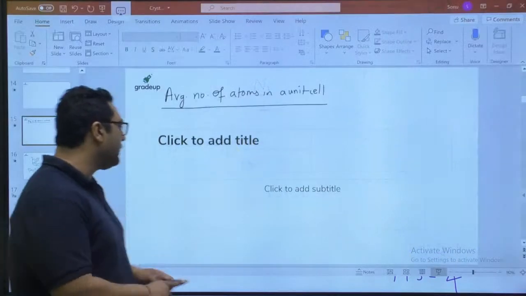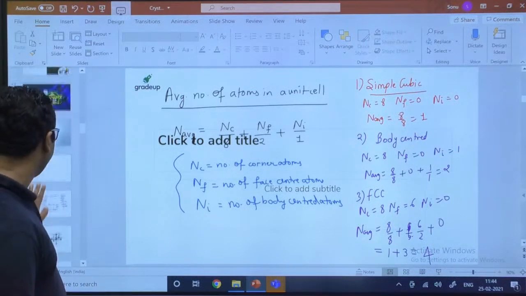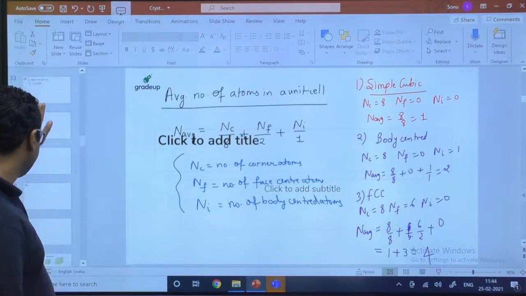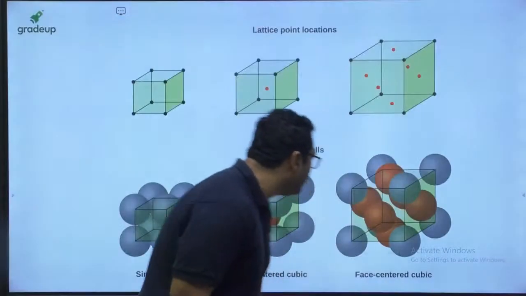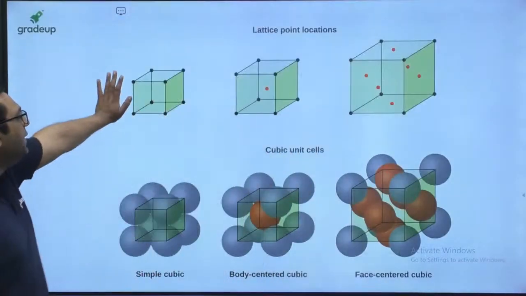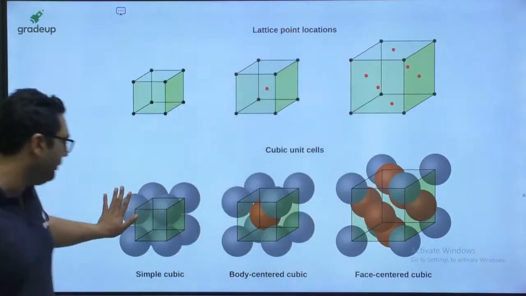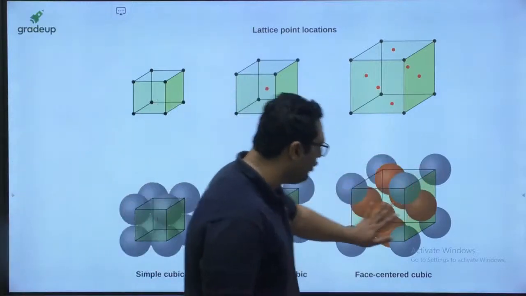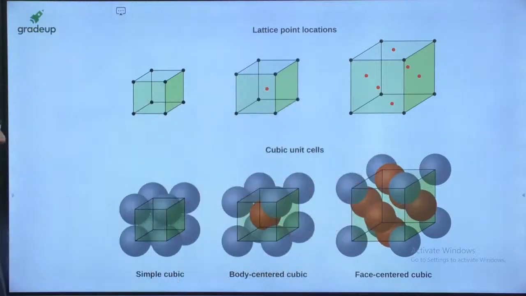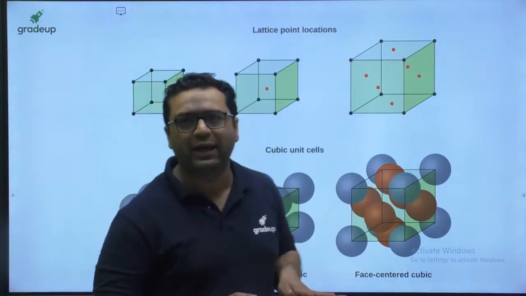So I would like to say, keep revising these things, because these things are going to be there in the examination again and again, and you must be prepared about this. Once again I can show you the complete structure. If you see, this is for simple cubic, body centered, face centered, and this is the atomic arrangement in simple cubic, body center, face center in the atomic view. So these are the three things you can see. And guys, this is okay for today.